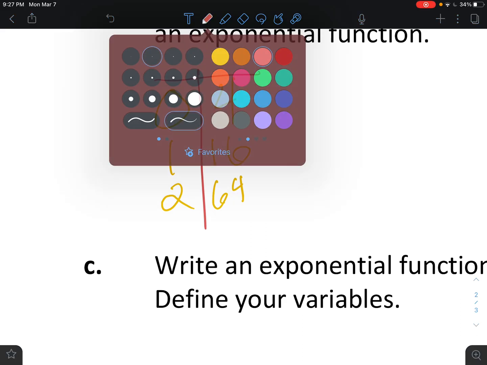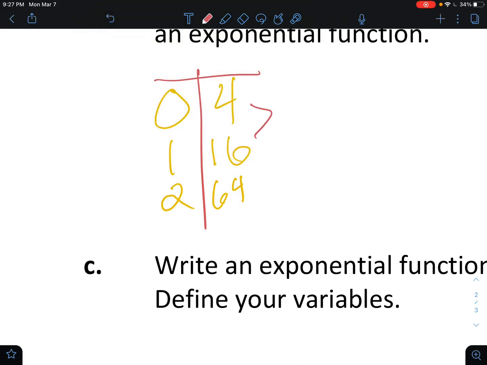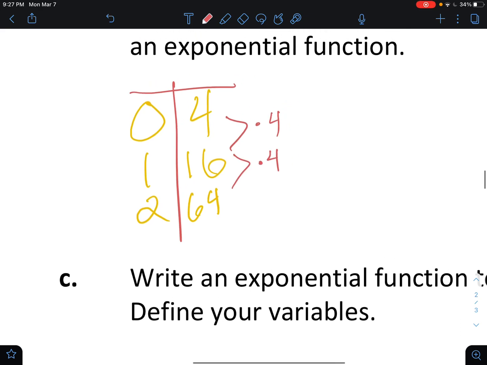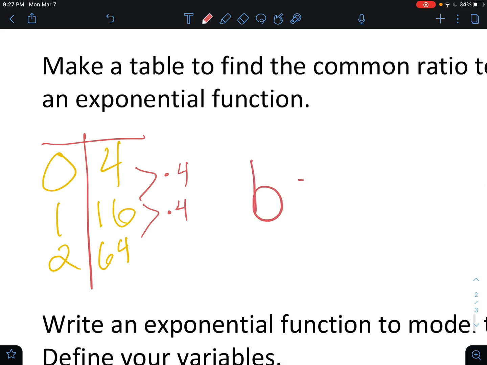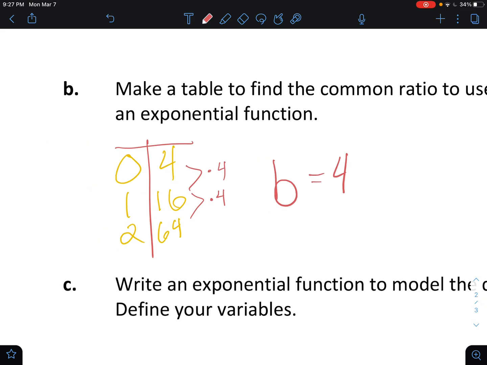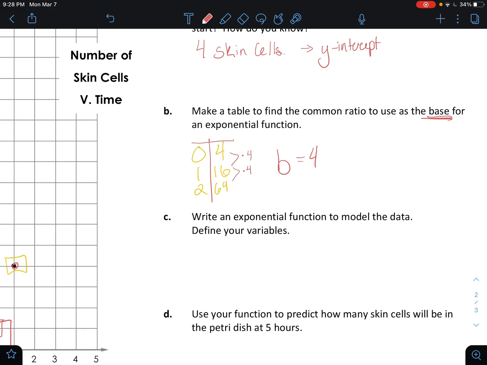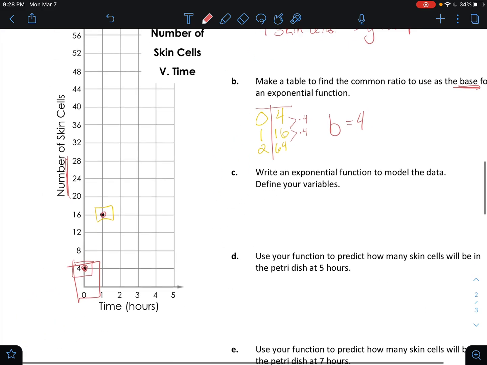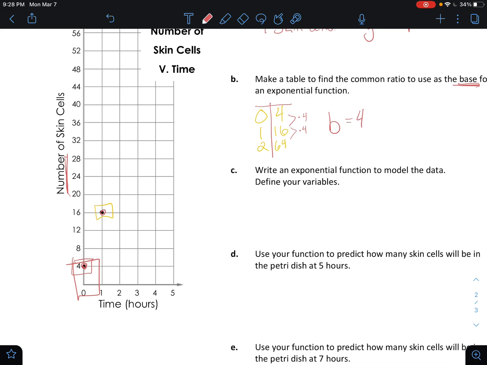So we need to think, how do we go from 4 to 16? Well, we're multiplying by 4, and if you check from 16 to 64, we're also multiplying by 4. So that means my base has to be 4. So from here, now that we know what our base is, there's also, you can't tell here, but there's not a shift, okay? This would get really, really close to 0, because if you think about it, you can't have a negative number of skin cells.